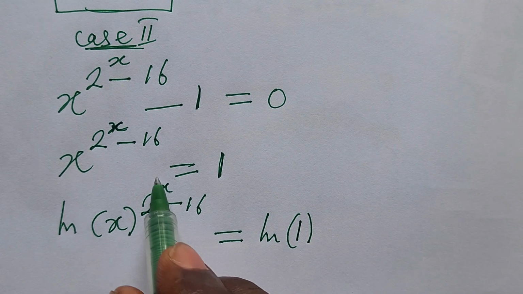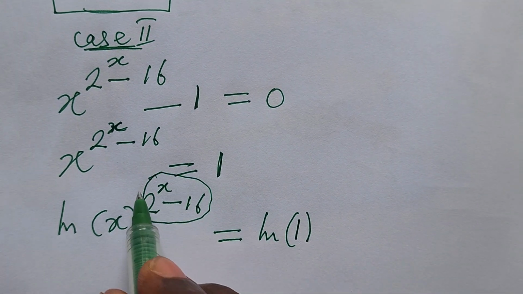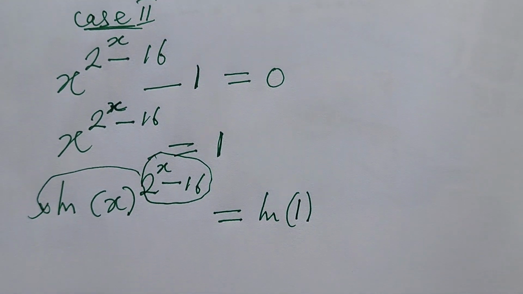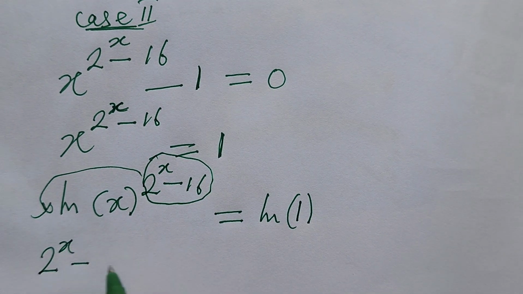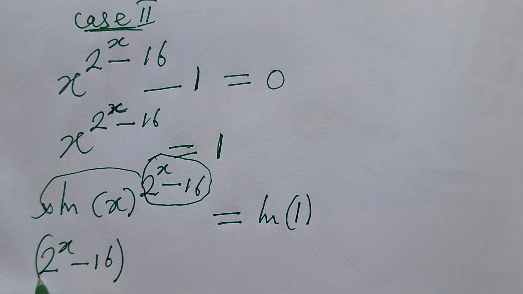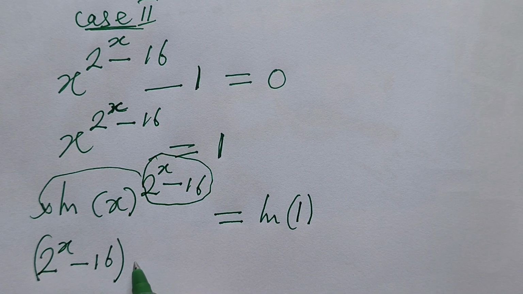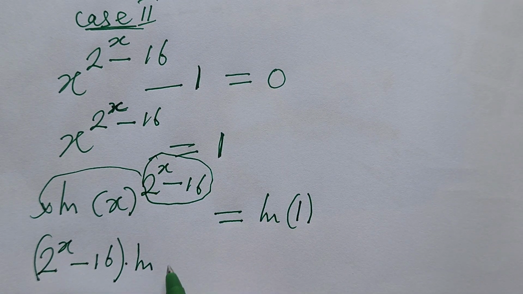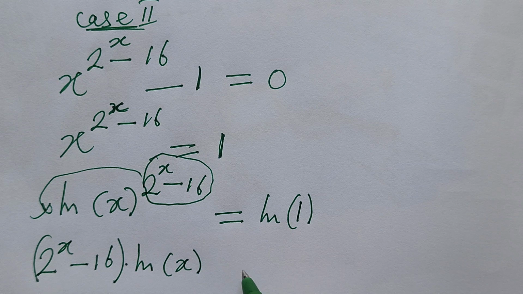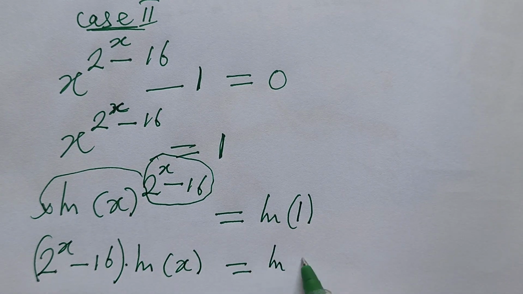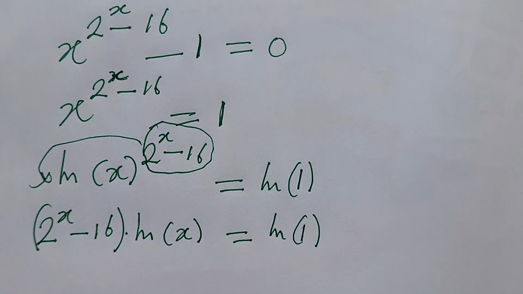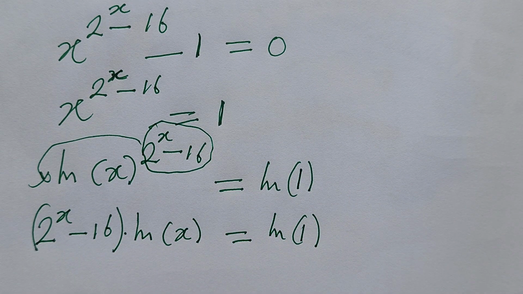In other words, we're going to move the whole of this to the side of the expression. If we do that, it's going to give us (2 to the power of x minus 16) in brackets, times ln of x equal to ln of 1. Okay, are we learning something here?